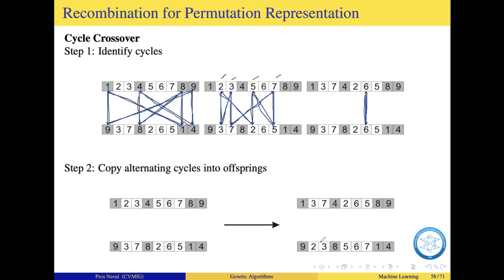Here in the second offspring, because you need to alternate the cycles into the offspring, again, 2, 3, 5, and 7. For the first offspring, you get it from the second parent. So 3, 7, 2, and 5. So for the third cycle, you have just 6 for both offspring. So this is your cycle crossover.